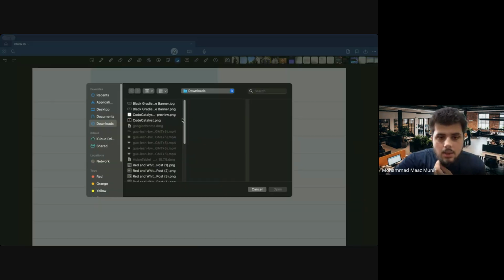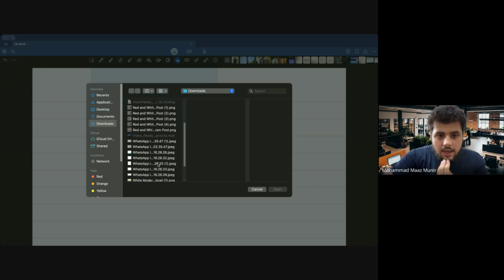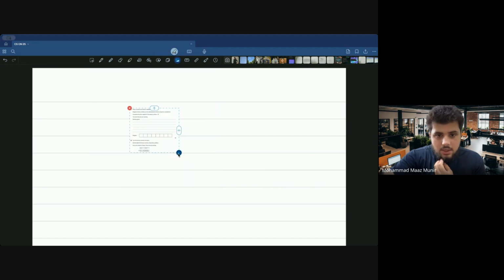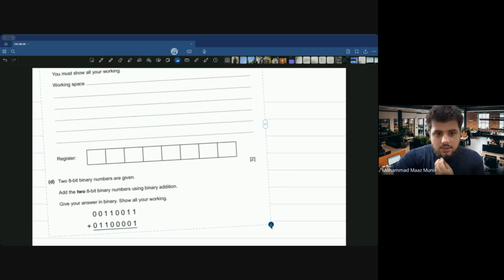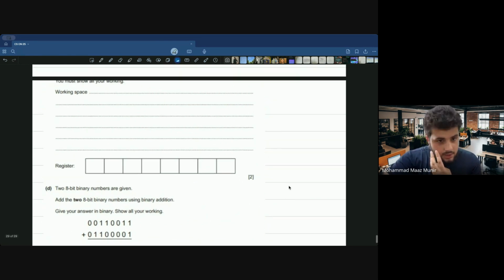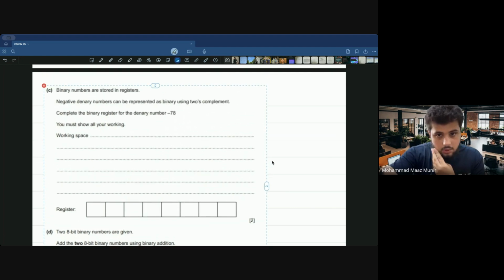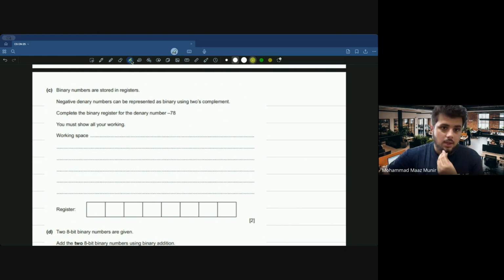I remember there was this question regarding addition of binary. So yes, we have this question. Let me just enlarge it a bit so that you guys can clearly see it, and let me bring this a bit down. So the question says, you have a binary number which is stored in a register. Now, negative denary numbers can be represented as binary numbers using what?